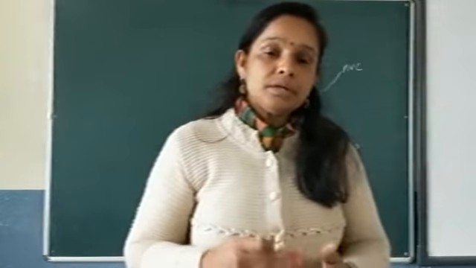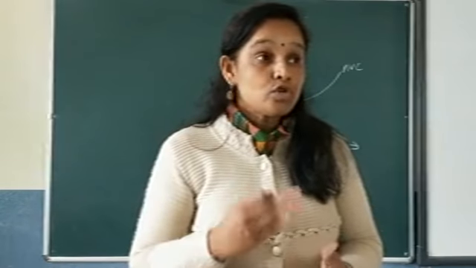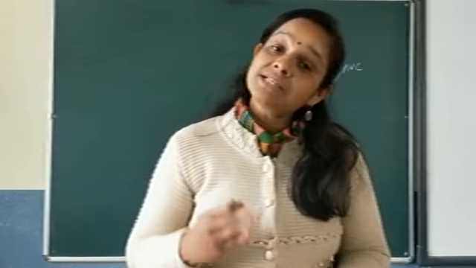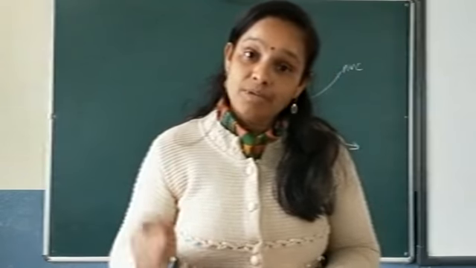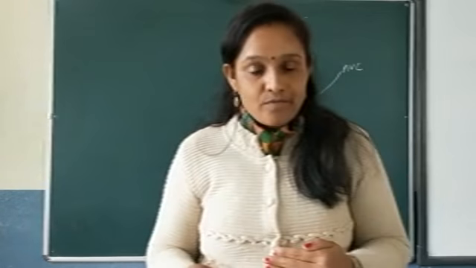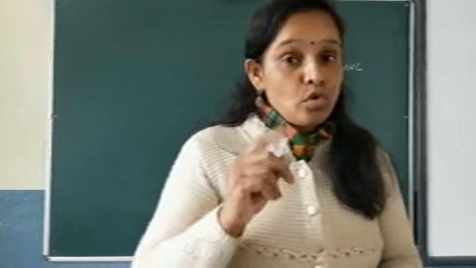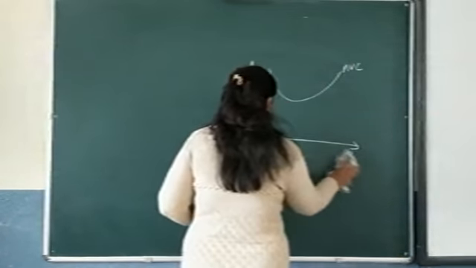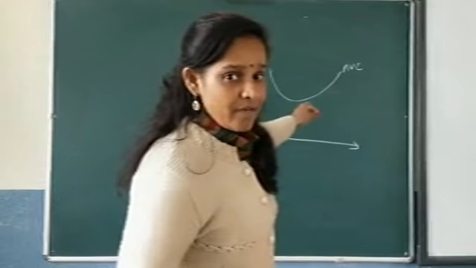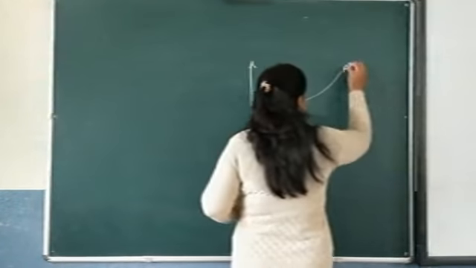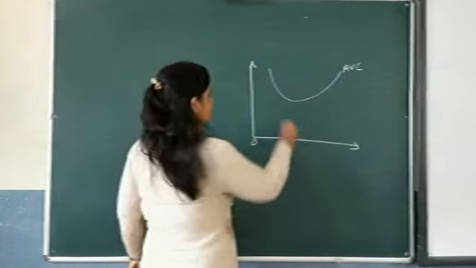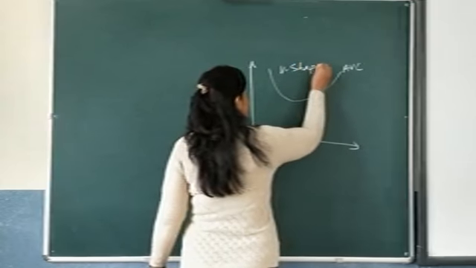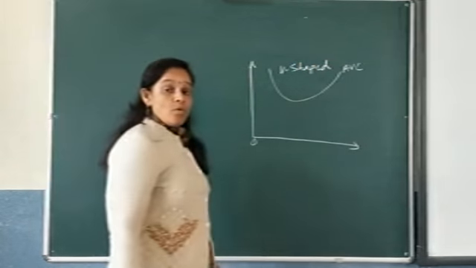Now one more question comes. It is a very important question in the exam; they always ask about average variable cost. So in the topic of average variable cost, let me give you the notes for that question also. Under average variable cost, what shape did we get? U-shaped. Average variable cost is U-shaped.